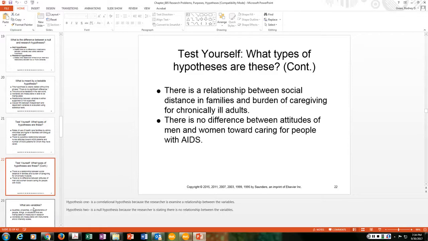There is a relationship between social distance in families and burden of caregiving for chronically ill adults. That's hypothesis one. There is a relationship. That tells you right away that's a correlational hypothesis because the researcher is examining a relationship between the variables. The second one, hypothesis two: there is no difference between attitudes of men and women toward caring for people with AIDS. This is a null hypothesis because the researcher is stating that there is no relationship between the variables, right? So the object of the researcher with the second hypothesis is that they would like there to be no support for this.